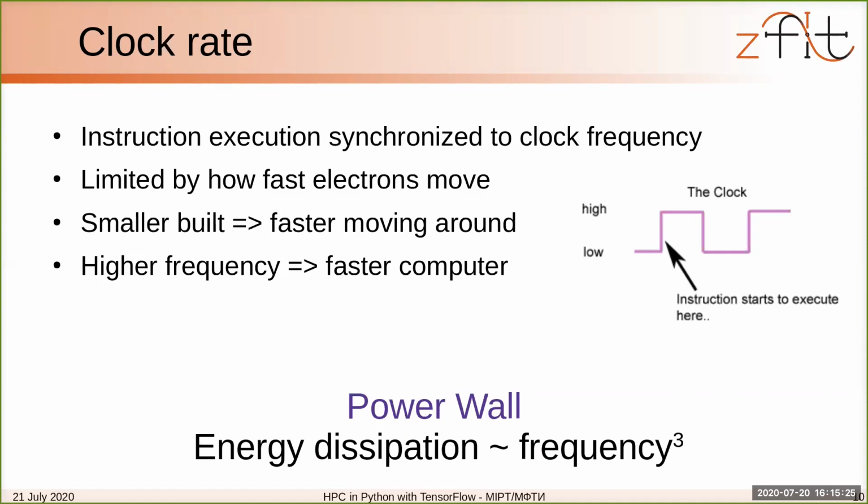There is, though, one huge problem which we started hitting, let's say, in the beginning of the 2000s, 2005 something, which is the so-called power wall. Namely, that the energy dissipation of a CPU is roughly proportional to a power law, frequency to the power of 3 or something.